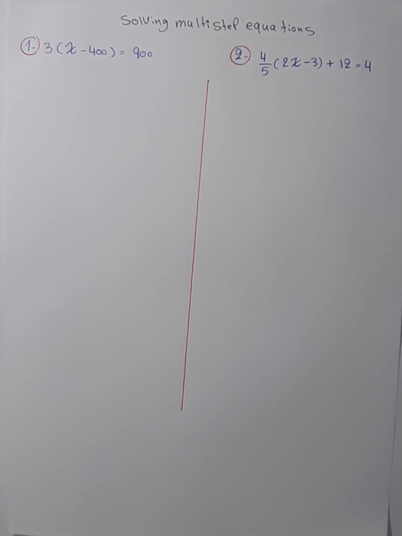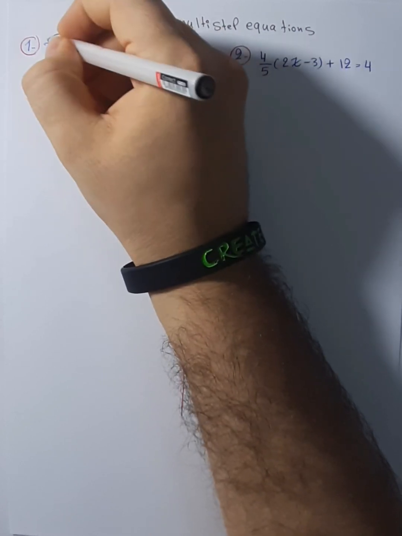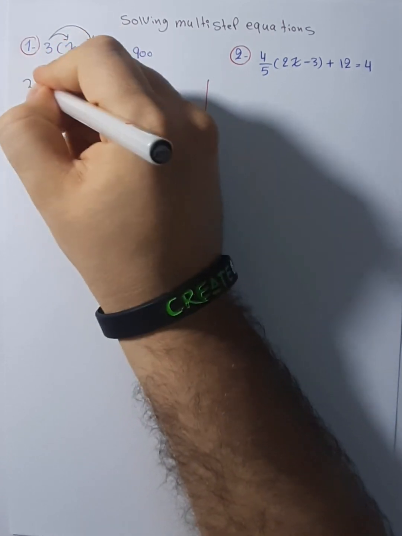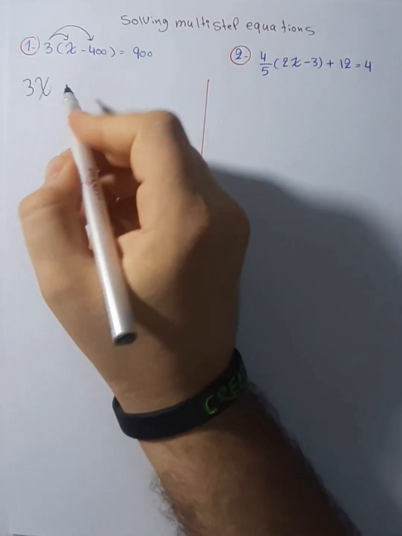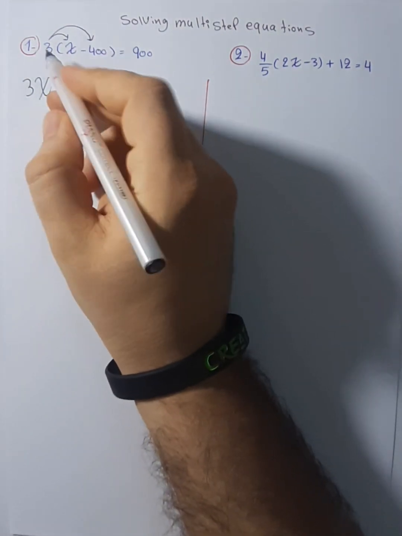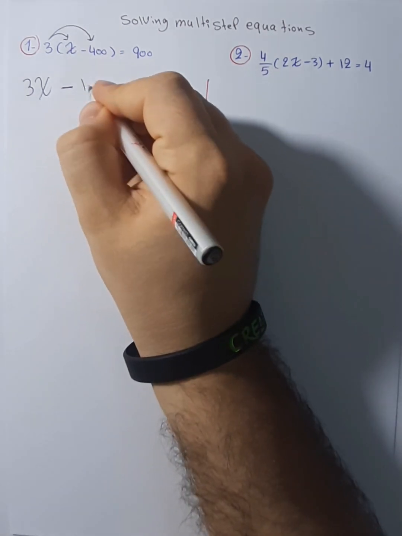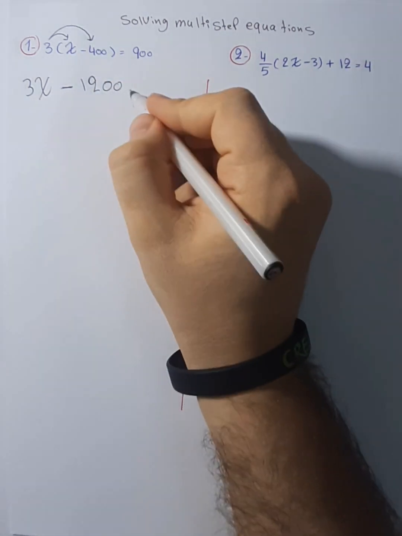Example number 1, we have 3 multiplied by x minus 400 equal to 900. First, you can multiply this 3 into the bracket like that, 3 times x and then 3 times 400. 3 times x equal to 3x, and then 3 times 400, we have to write subtract 3 times 400 equal to 1200, and then equal to 900.